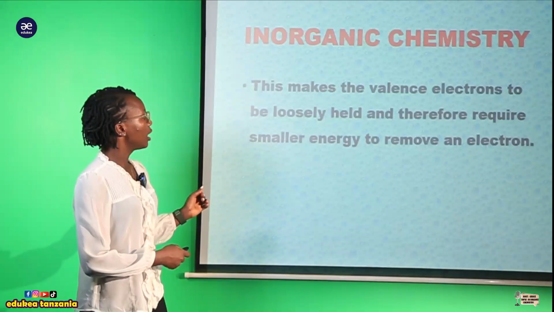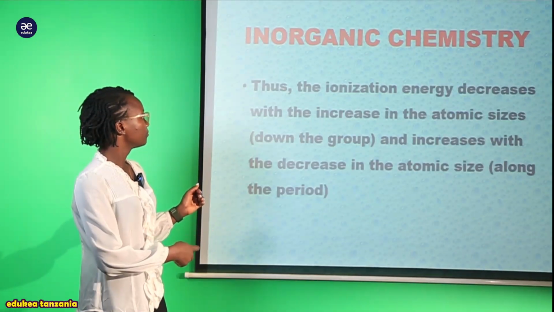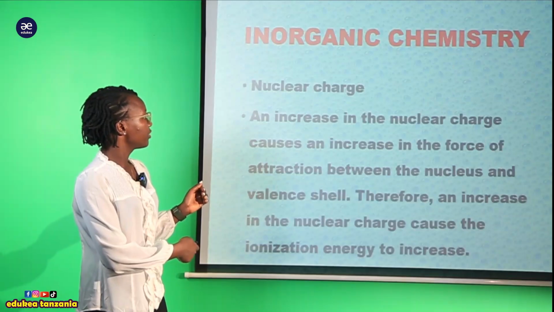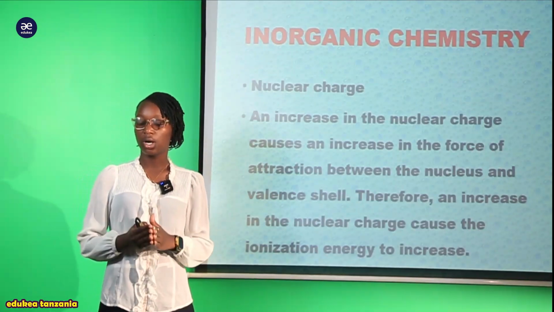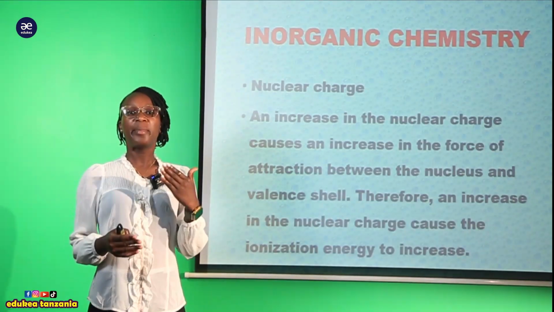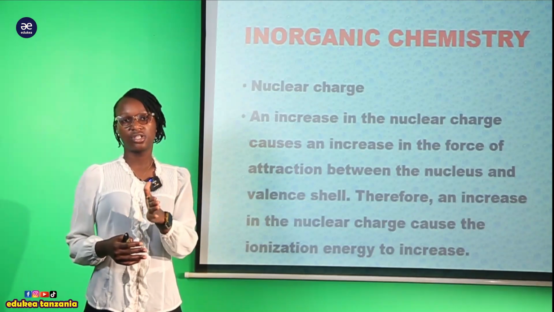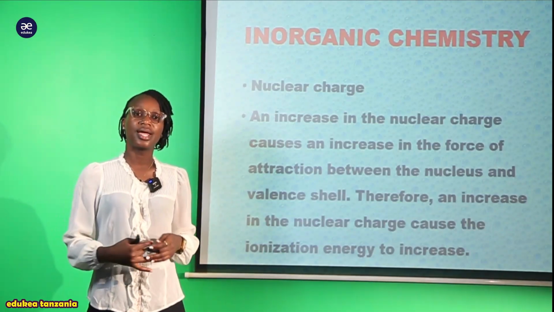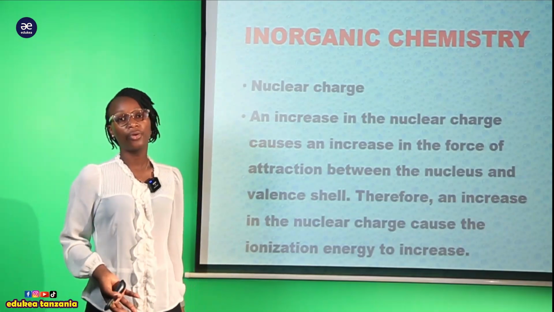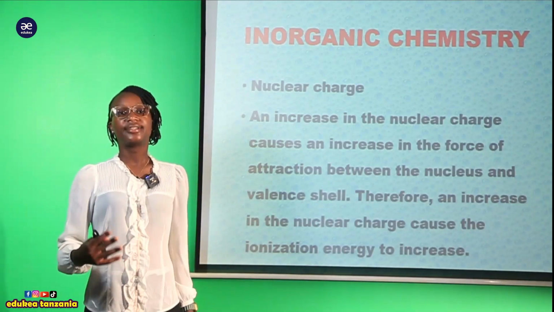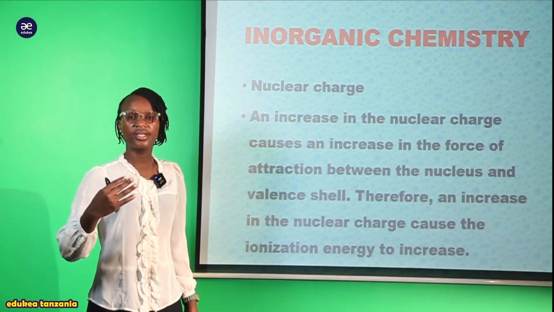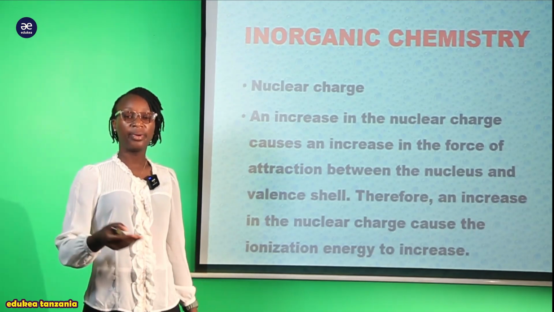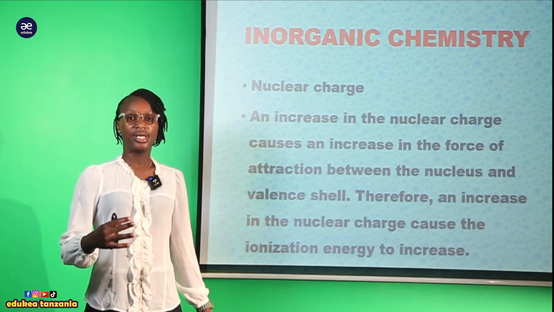So we are trying to talk about the issue of the atomic size in measuring or determining the ionization energy. Sasa tumeona the trend of the ionization energy by considering the atomic size. Kwamba down the group ionization energy tend to decrease, while along the period or across the period the ionization energy tend to increase.